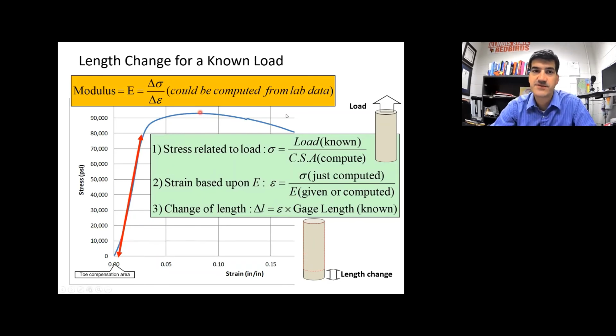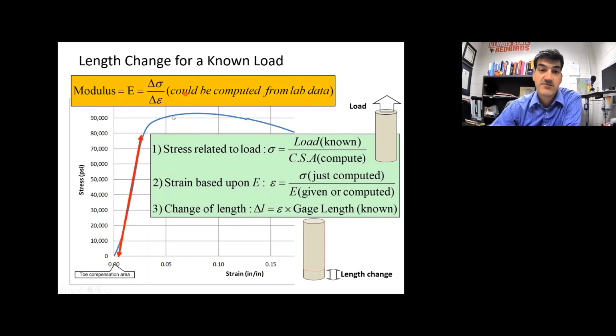All right, so here's the first type. This is a known load or known force. What is the change in length of the part? First of all, you can go ahead and calculate the modulus of elasticity, E, because you're probably going to have to use it. In any of these problems, you're going to have to use the elastic modulus, so you may as well solve it.